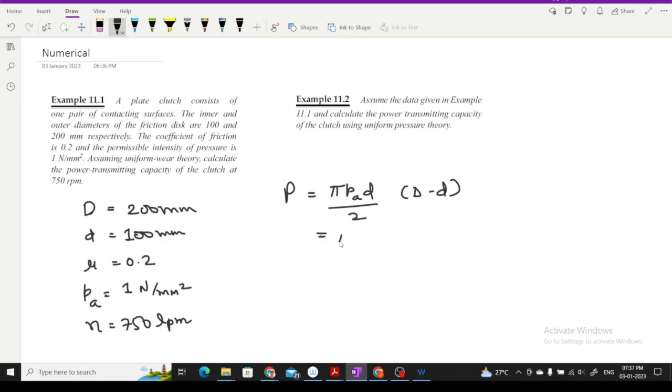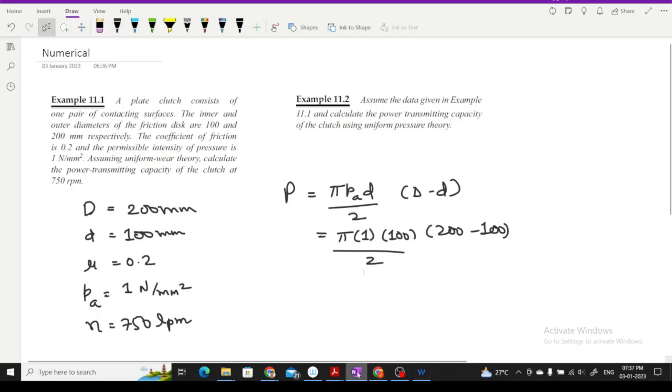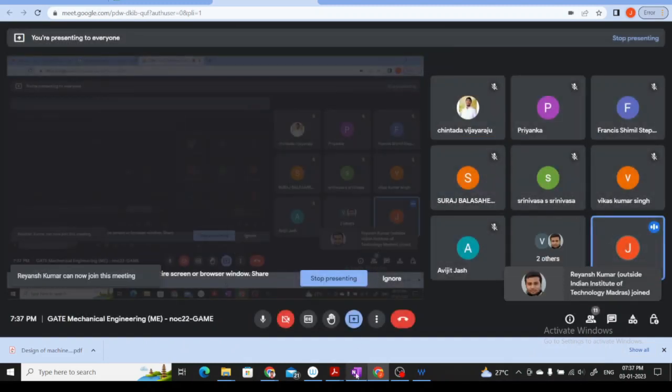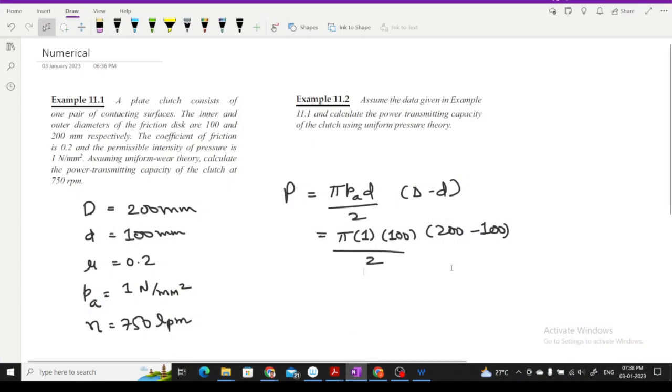So you have all the data with you, right? You have this ratio given as 1, small d is 100, capital D is 200, right? So this will give you this actual force. So what will be your answer here? Eighteen point five kilowatt. No. Can anyone else answer this question?